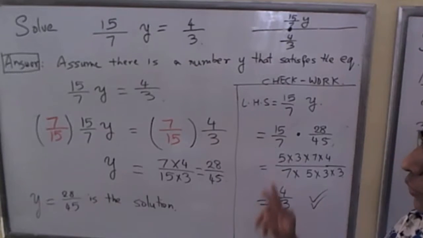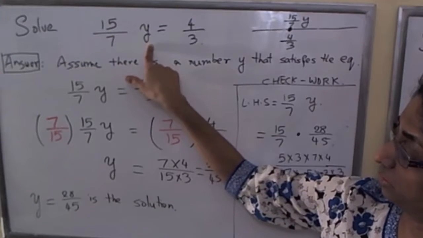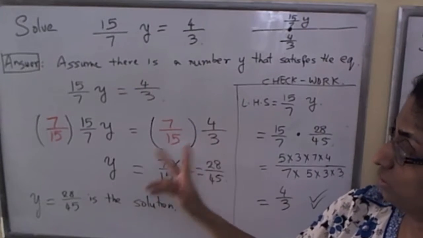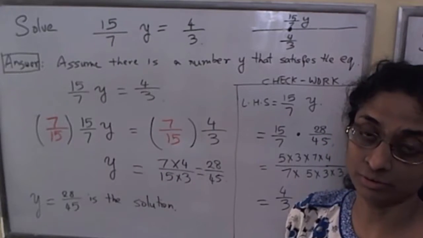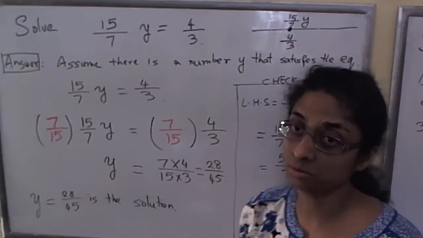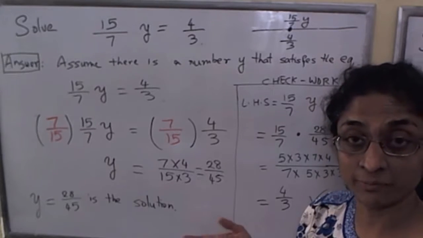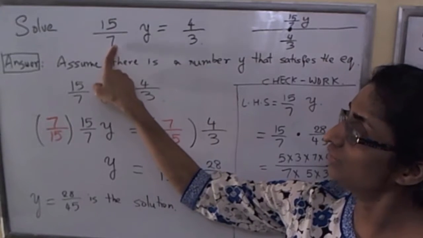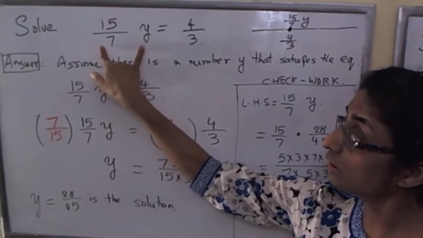The way I proceeded was, here I noticed a fraction multiplied by the variable equals another fraction. An efficient way is simply to multiply both sides by the reciprocal of this. That would right away get y by itself. So that's one way of approaching it. You could also proceed by the technique of clearing the fractions, in which case this 3 and this 7, if we didn't have them, that would have made a good equation. So you can try that out.